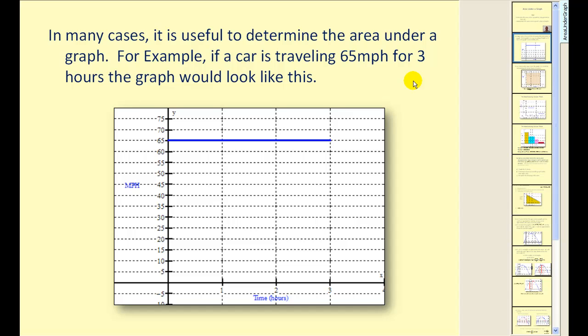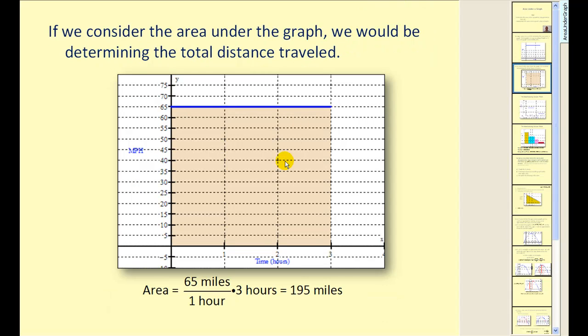For example, if a car is traveling 65 miles per hour for 3 hours, the graph would look like this. The area under the graph and above the x-axis would be the shaded region. If we find the area of this rectangle, which is length times width, or 65 times 3, we can see below here that the units of hours simplify out and we're left with a total of 195 miles. So this area represents the total distance traveled in this case.